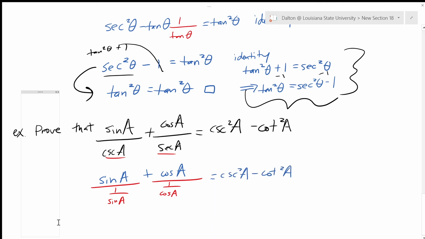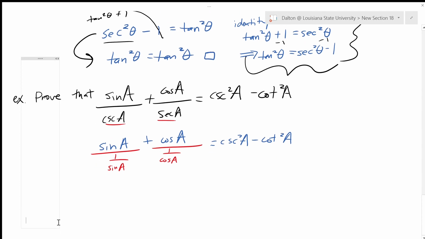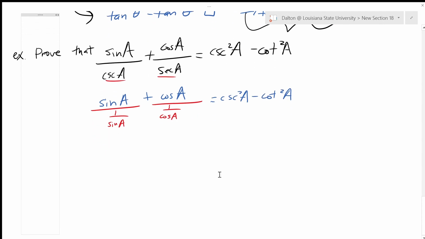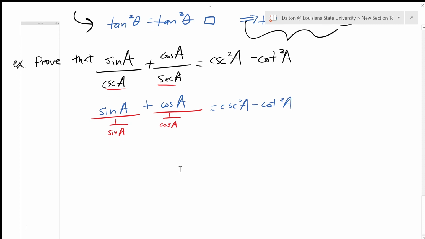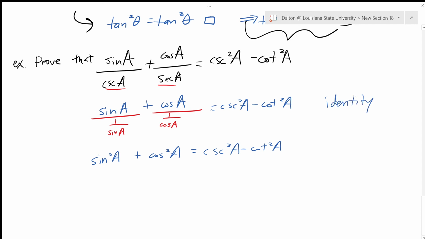And then sine A over 1 over sine A, when I divide by its reciprocal, that's actually, when I divide by a fraction, it's multiplying by the reciprocal. So this is actually sine squared A plus cosine squared A equals cosecant squared A minus cotangent squared A. And again, over here we used the identity. You could put ID for identity too if you want. I'm good with that.